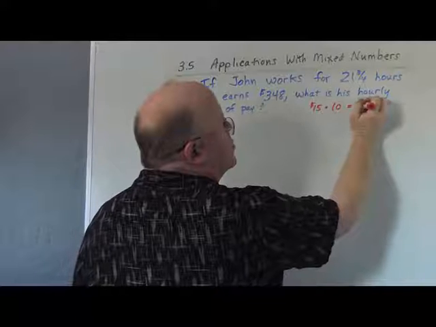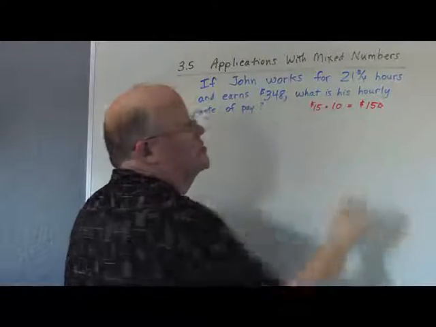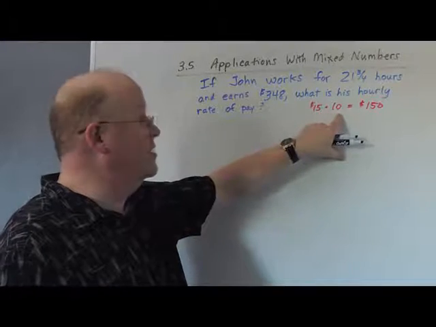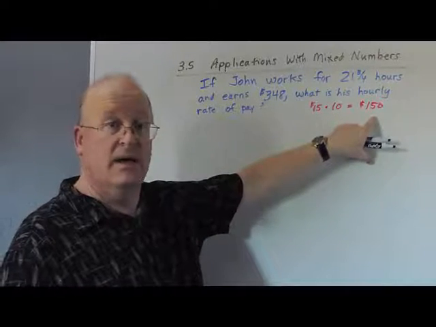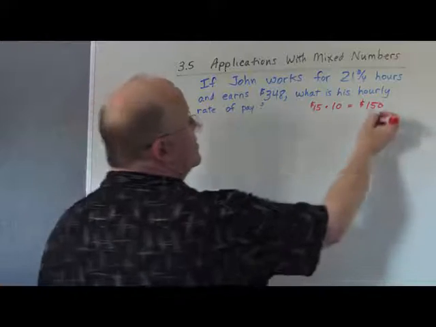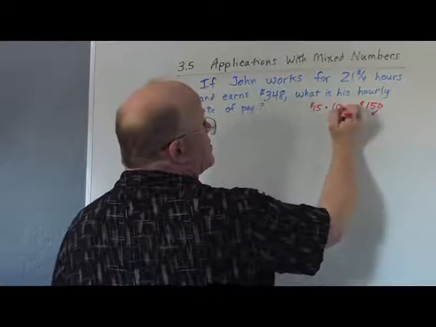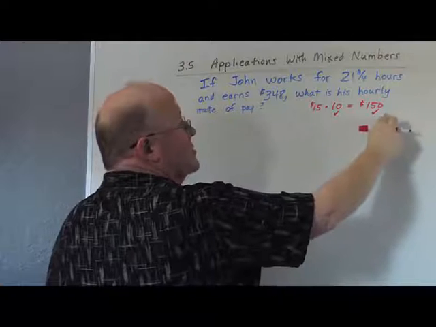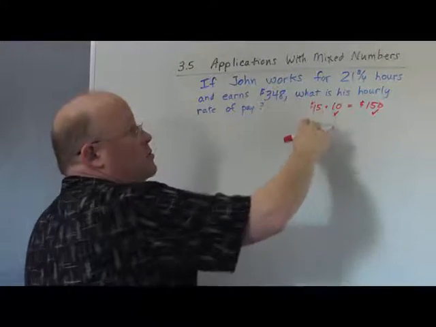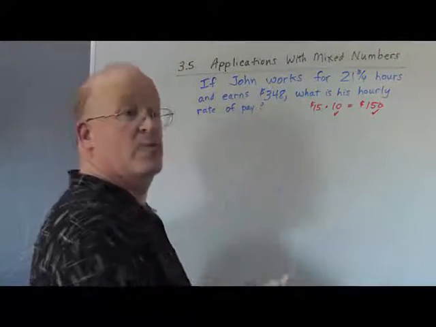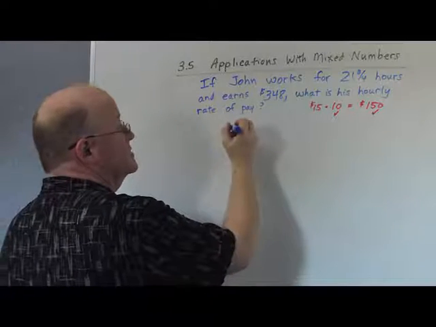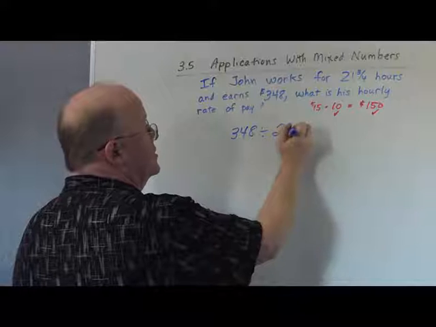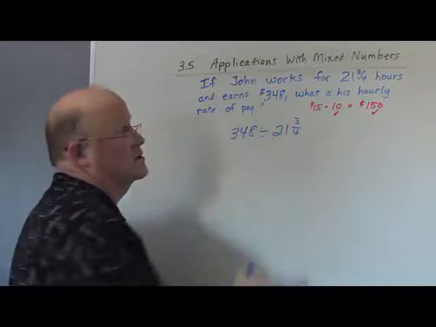Won't you make $150? So basically we have the hourly rate times the number of hours equals the total pay. Well, in our problem we were given the total pay and the number of hours, so if multiplication gets you to this product, we can divide to get backwards. So we want to take our 348 in this case, and we want to divide that by 21 3/4.